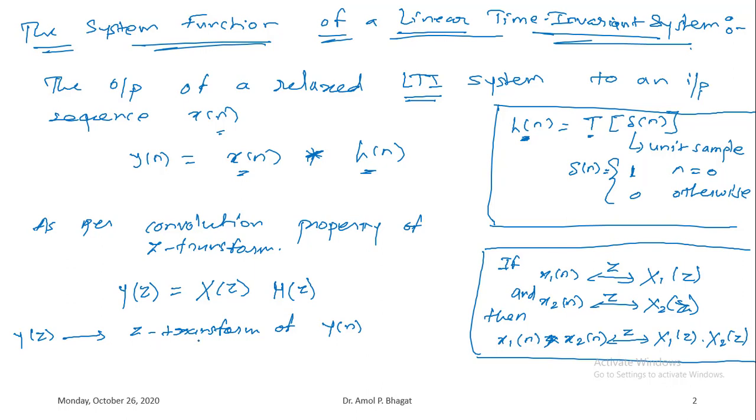Y of Z is the Z transform of output sequence y of n. Similarly, X of Z is the Z transform of input sequence x of n, and H of Z is the Z transform of impulse response h of n, right? So depending on this equation, that is Y of Z is equal to X of Z multiplied by H of Z, we can identify the system function.